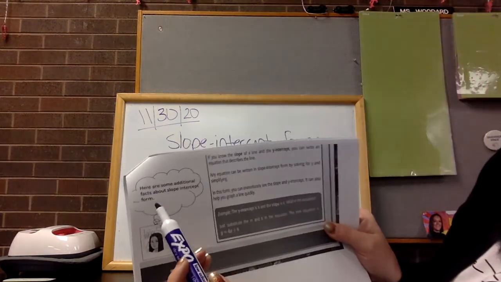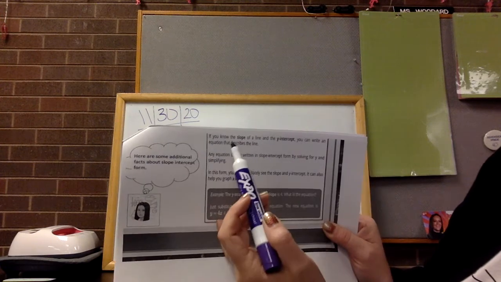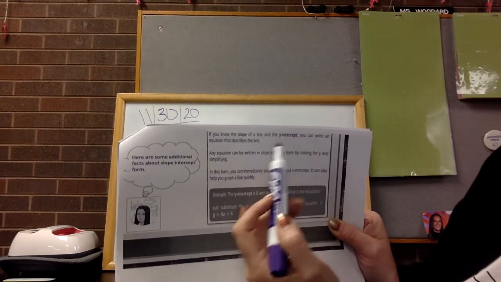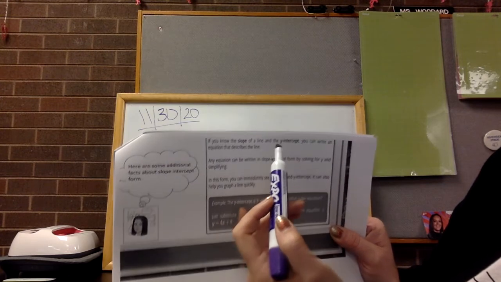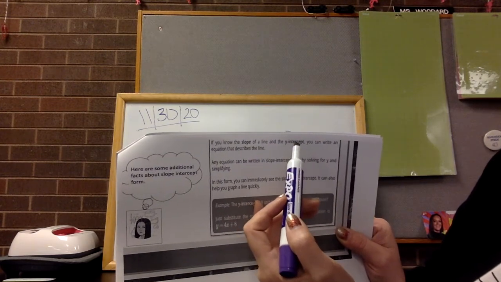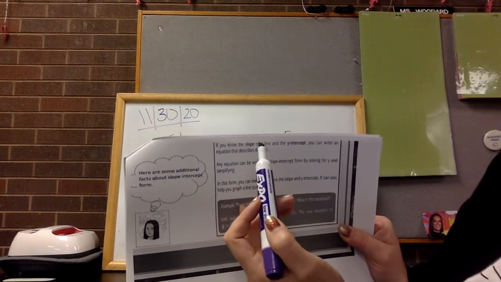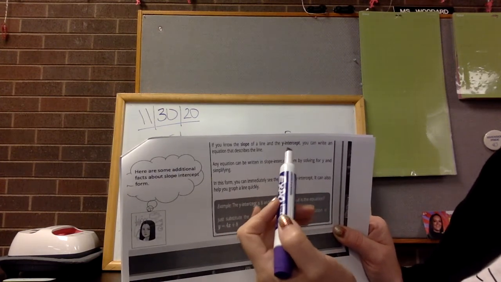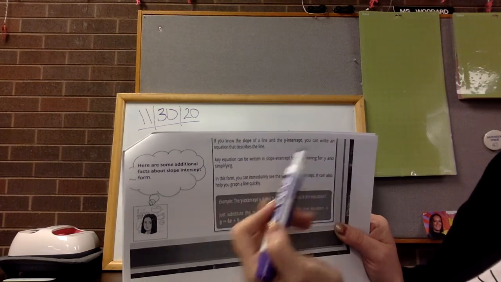Here are some additional facts about slope-intercept form. If you know the slope of a line and the y-intercept, you can write an equation that describes the line. If you know the slope and you know the y-intercept, you can leave it as y equals, and then you'll put in the slope, x, and then you'll put in the y-intercept.